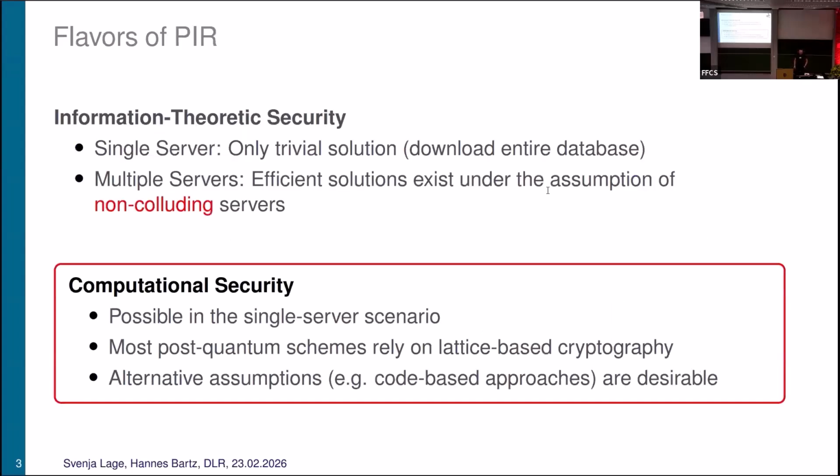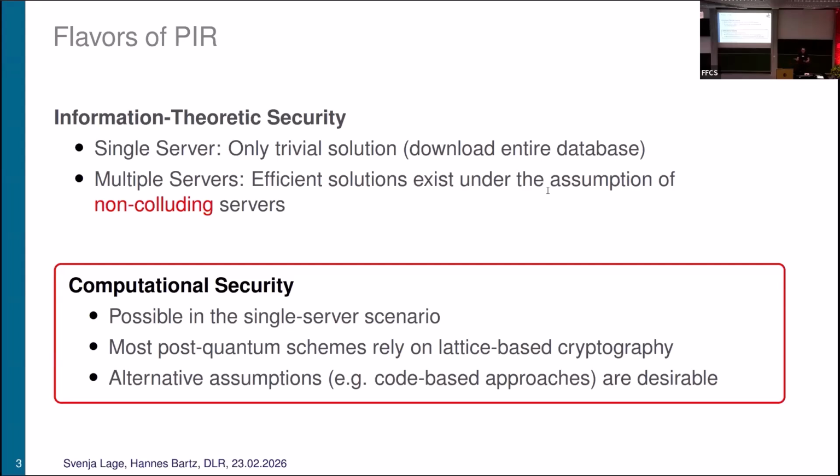Well, there are two methods to do this. If you're considering information theoretic security, there is a very trivial approach, and unfortunately, for the single server case, it's the only one that's provably secure. Namely, download the entire database, right? Whenever I download the entire database, the server doesn't learn anything about my file. But whenever you access a database, you don't want to download it every time, right? So that's not efficient. For multiple servers, there is an efficient solution, but only under the assumption of non-colluding servers.